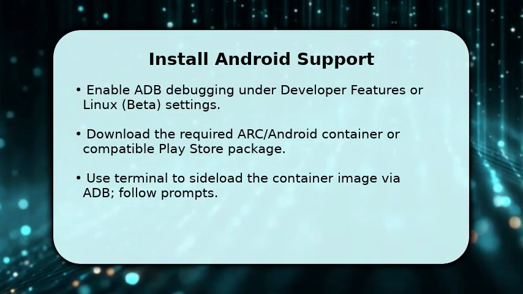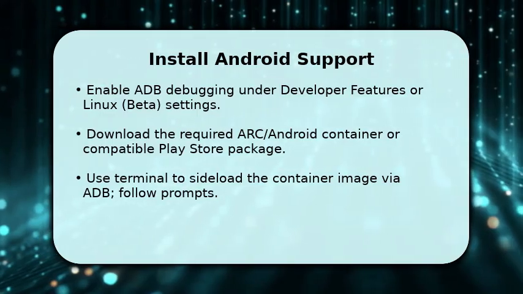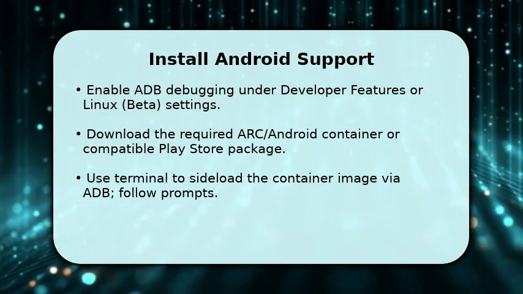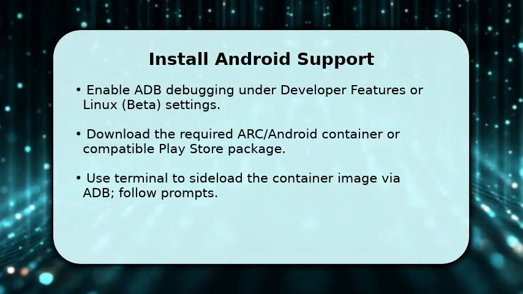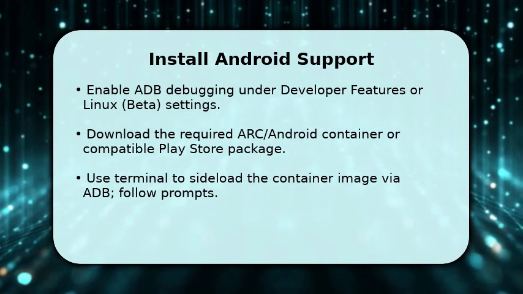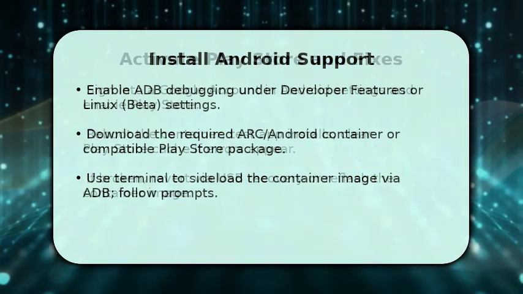Use ADB to push and install the container image, and follow on-screen prompts to finalize file system placement. Make sure versions match. Mismatches cause boot failure. Finish by activating the Play Store inside the newly installed Android container.